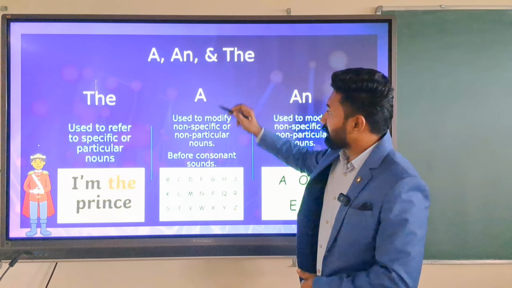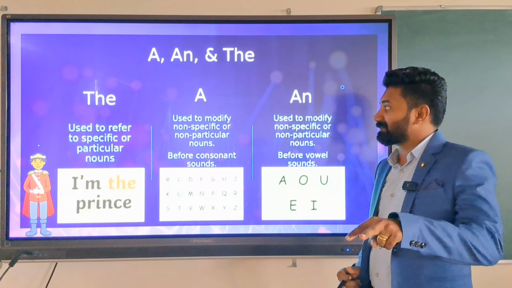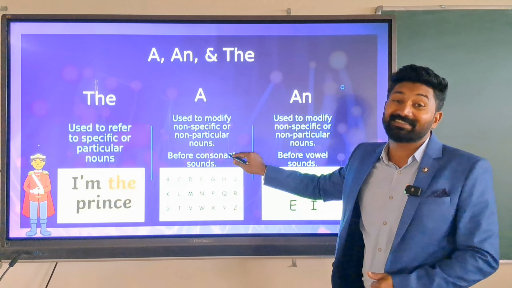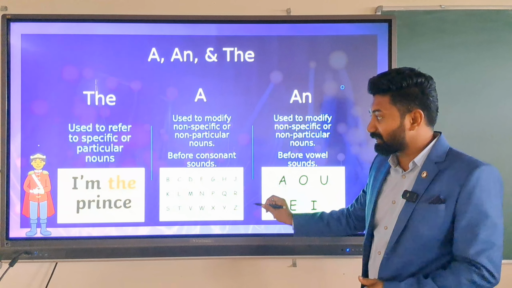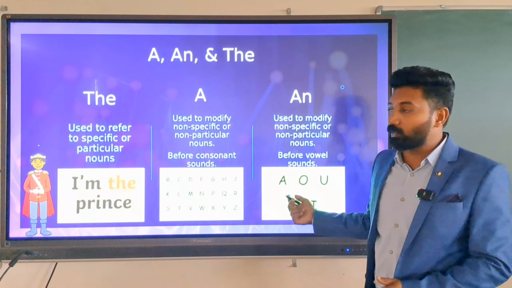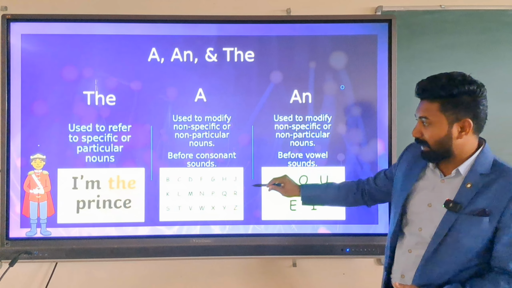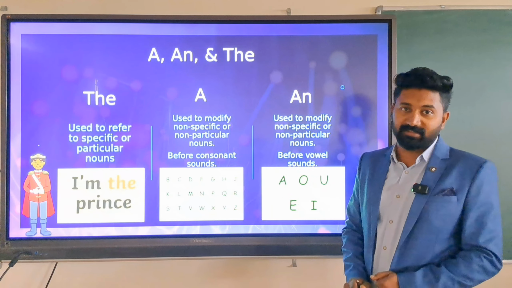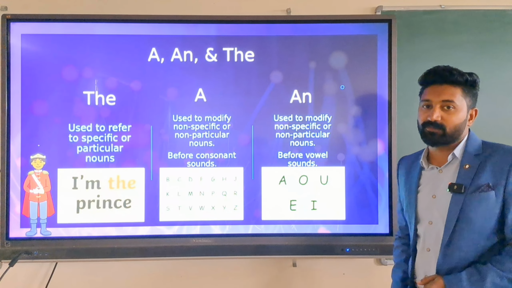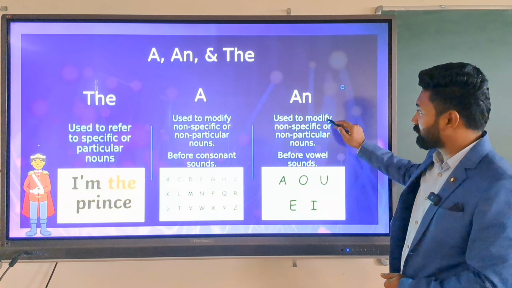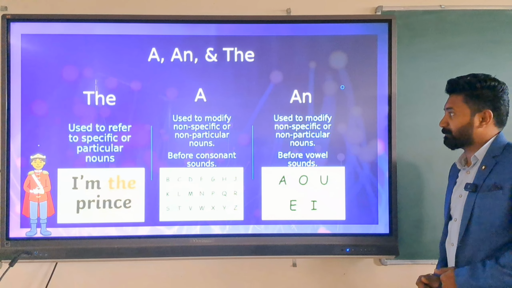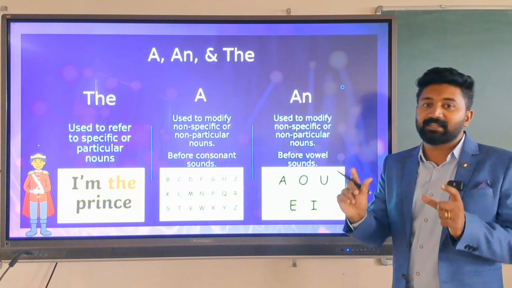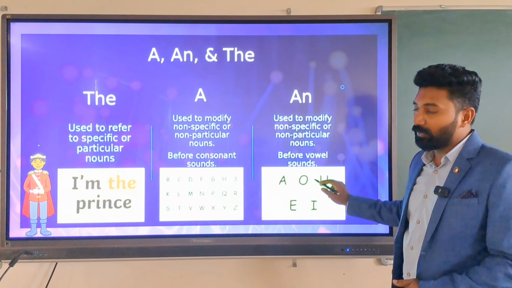Now a is used to modify non-specific or non-particular nouns. They are usually used before consonant sounds. What are consonants? Consonants are the letters that do not include vowels. For example, B, C, D, F, G, H, J, K, L, M, N, all these are consonants. And in that case, how do I make use of an? An should be used to modify non-specific or non-particular nouns. So the examples would be letters that begin with A, E, I, O, U.